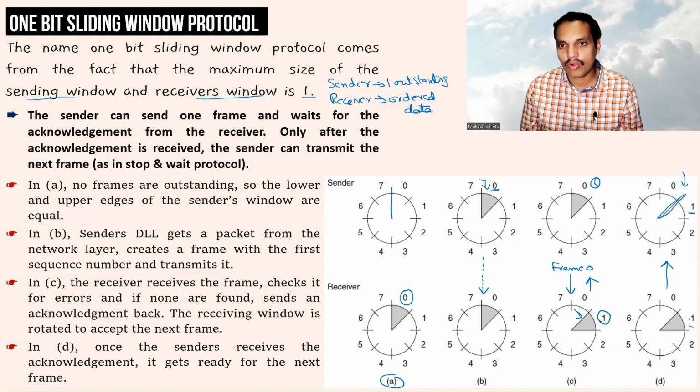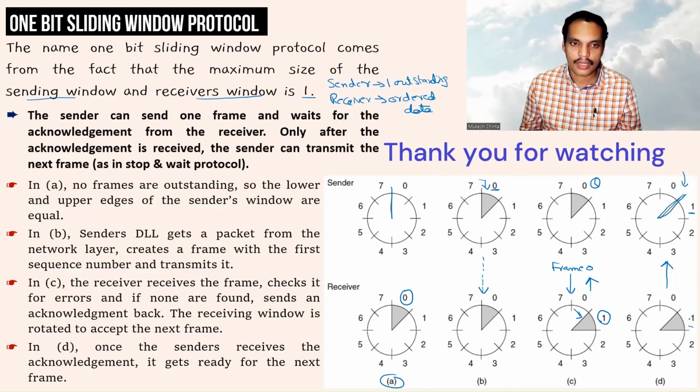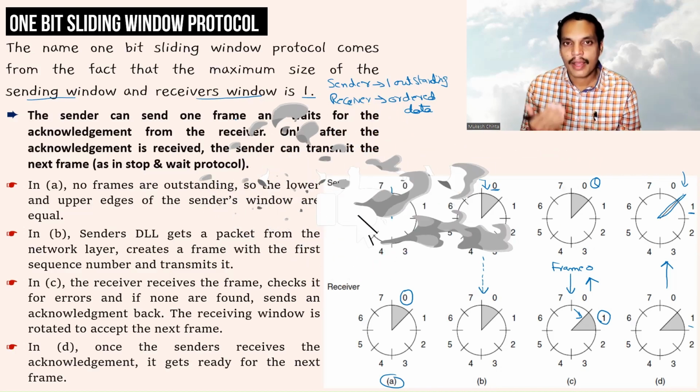So in order to come out of this problem, we propose something called the pipelining concept, and the next two classes of protocols which we are going to discuss in the next videos, which are go back and selective repeat protocols, both work on the concept of pipelining.